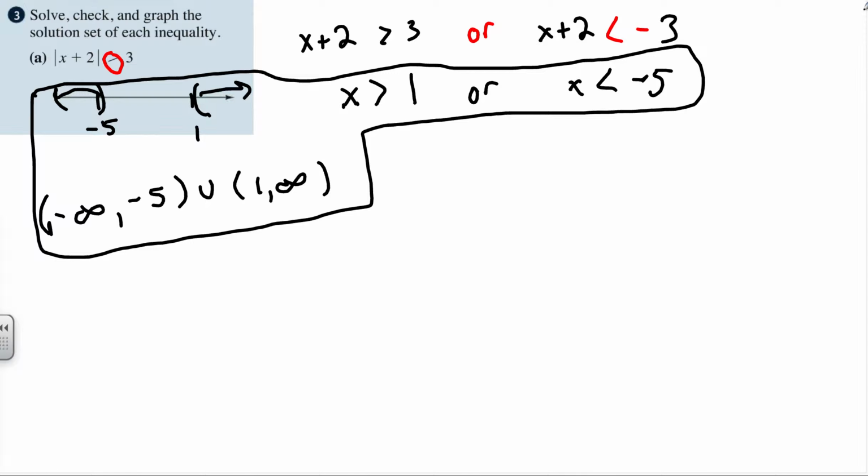Say we wanted to check it. We can choose a number. We basically pick a number that should work. So you can pick something like 2. If we plug 2 into the original, 2 plus 2 is 4. 4 is greater than 3. That works. If we chose negative 6, it should work. Negative 6 plus 2 is negative 4. Absolute value of negative 4 is 4. That works. But if you choose 0, it should not work. 0 plus 2 is 2. Absolute value of 2 is 2. 2 is not greater than 3. So that checks out too.